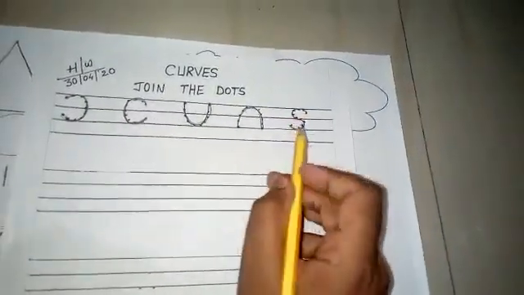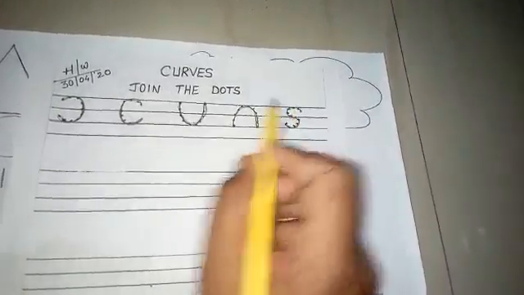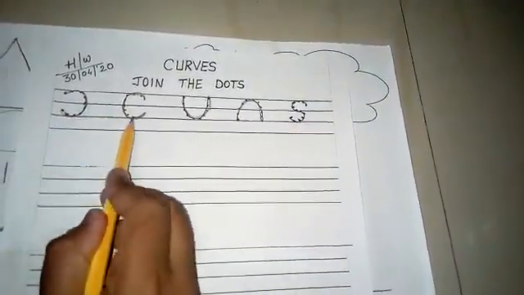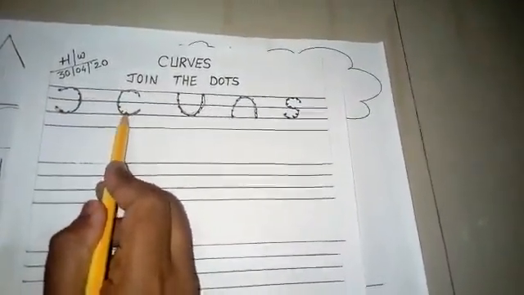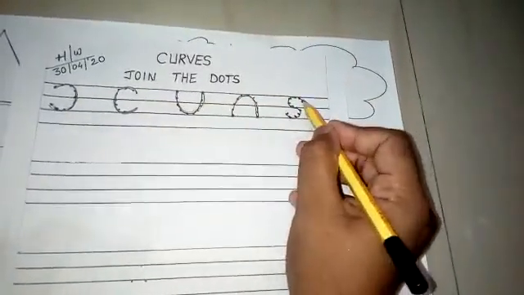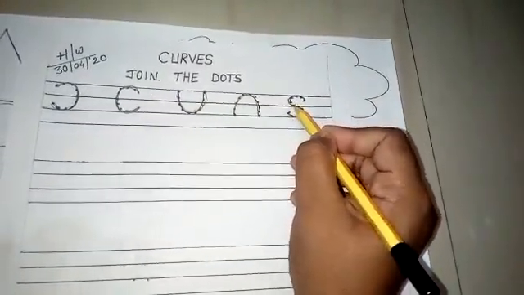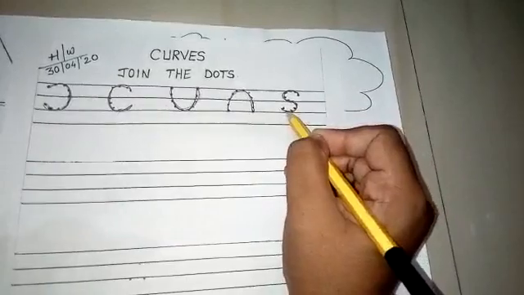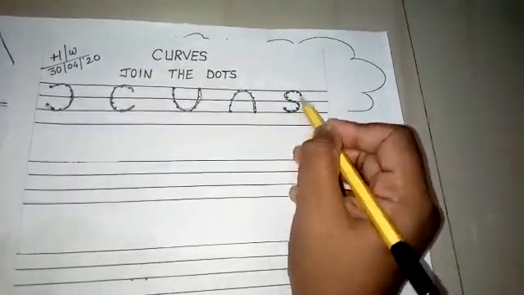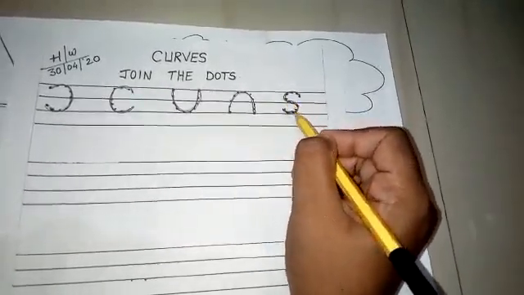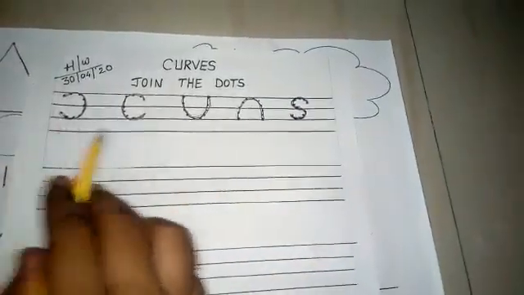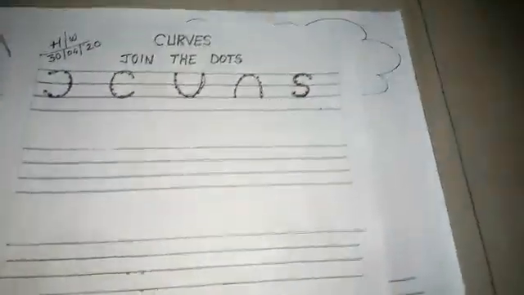And now the last fifth curve we are going to do with these two curves. First we'll draw the second curve here and then we'll go to the first one. So this is another curve we have got here. These are the 5 curves.